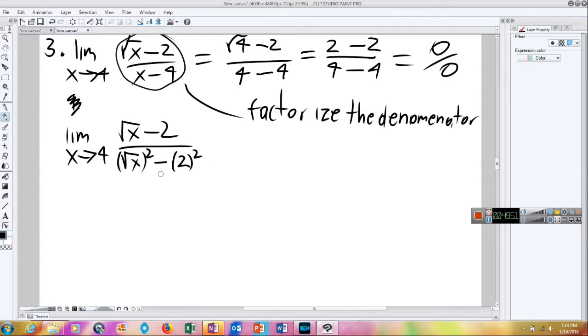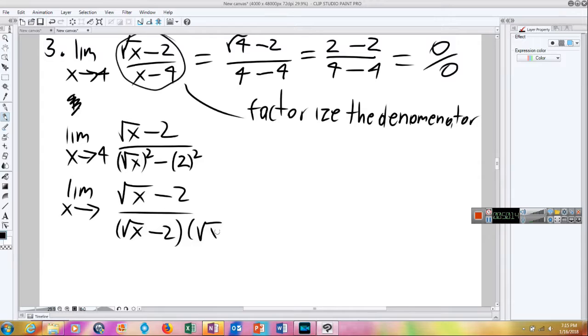Because we do this now, we can expand upon this, and we'll say that the limit as x tends to 4 of the square root of x minus 2 over the square root of x minus 2 and the square root of x plus 2. Notice that these two end up being like terms, so we have to cancel those. 4.